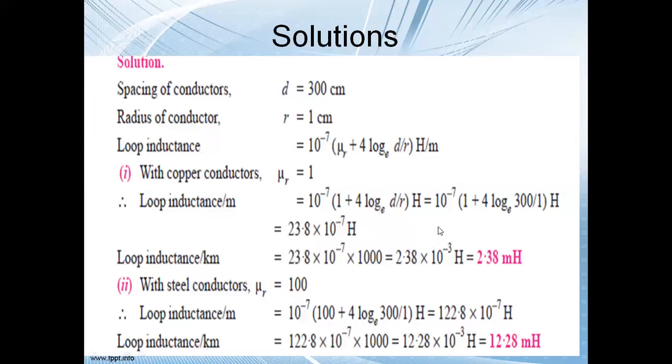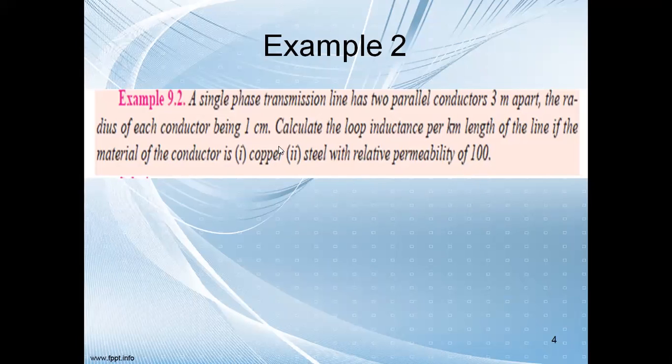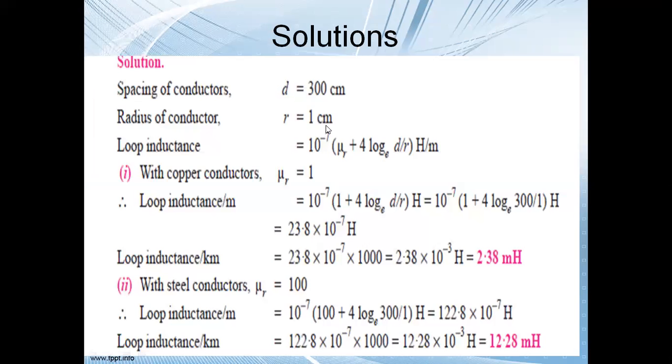So what has to be done? The spacing of the conductors D is 300 centimeter because it is 3 meters apart, and the radius of the conductor is 1 centimeter. So it is 10 to the power minus 7 times mu r plus 4 log of d by r. Now for the copper conductor, mu r equals 1. So if mu r equals 1, we'll substitute this value. Now just cross check whether you are getting this value or not. Just do one calculation, then I can understand.